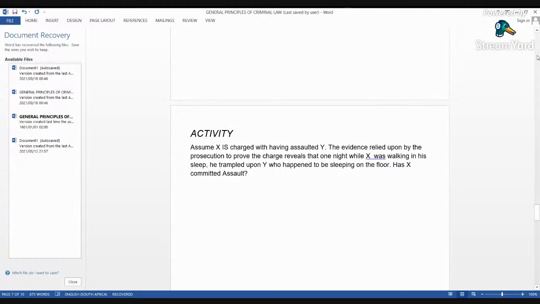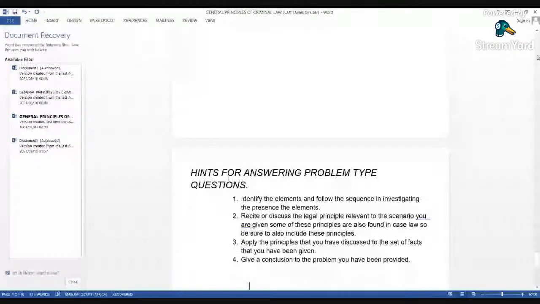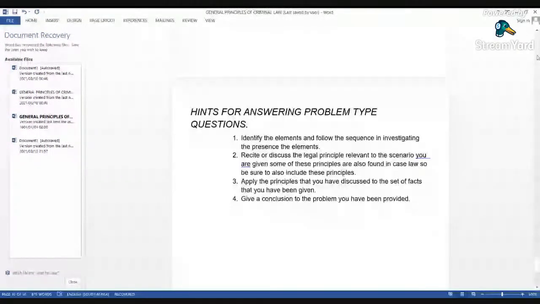Identify them. As soon as you identify them, are they all present? If they are not present, then you can quickly identify the elements and then follow the sequence in investigating the presence. As you do that, is this present? No, no, no. And then quickly this element. So please familiarize yourself with these elements. They're important. That's a crucial part of this whole module.